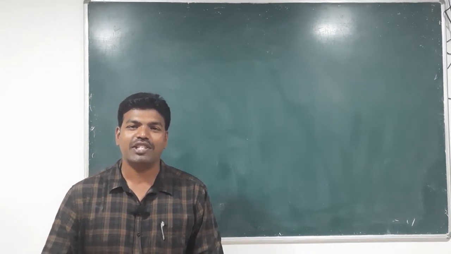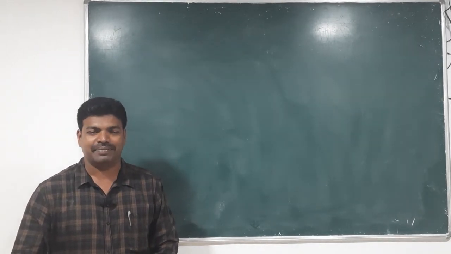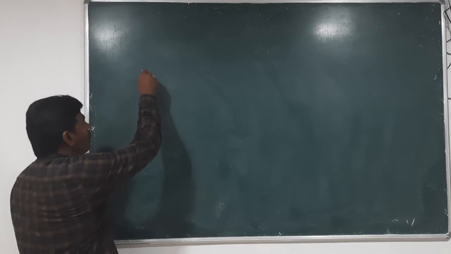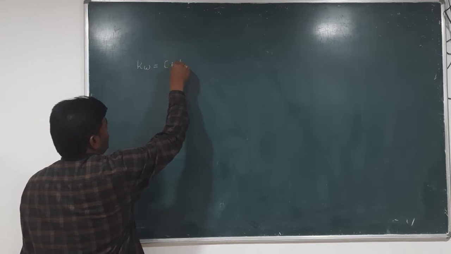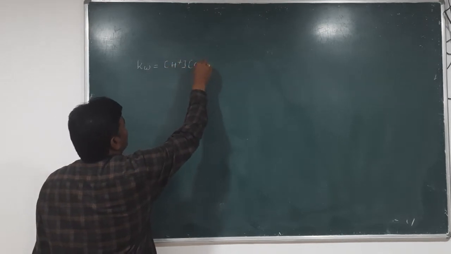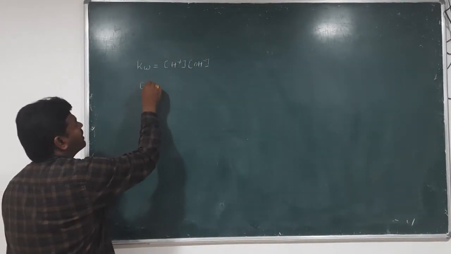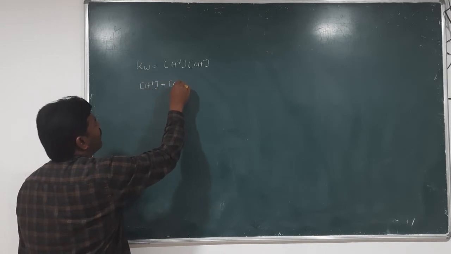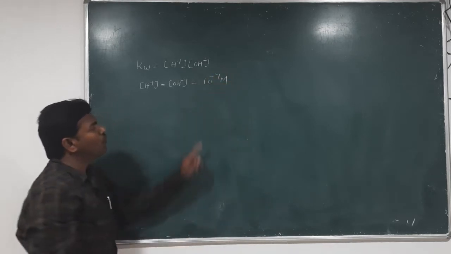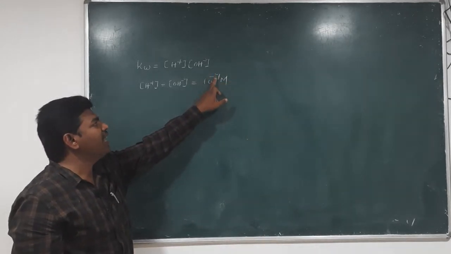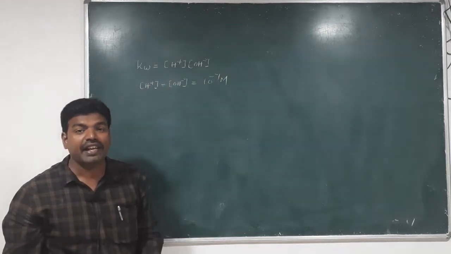In the last video, we went through the ionic product of water and came to know that the ionic product of water is the product of the concentration of H plus ions and the concentration of OH minus ions. It can be written as Kw is equal to the concentration of H plus ions times the concentration of OH minus ions, and the concentration of H plus ions is equal to the concentration of OH minus ions, which is equal to 10 to the power of minus 7 molar, which means that 10 to the power of minus 7 moles of H plus ions or OH minus ions are present in 1 liter of water, right?